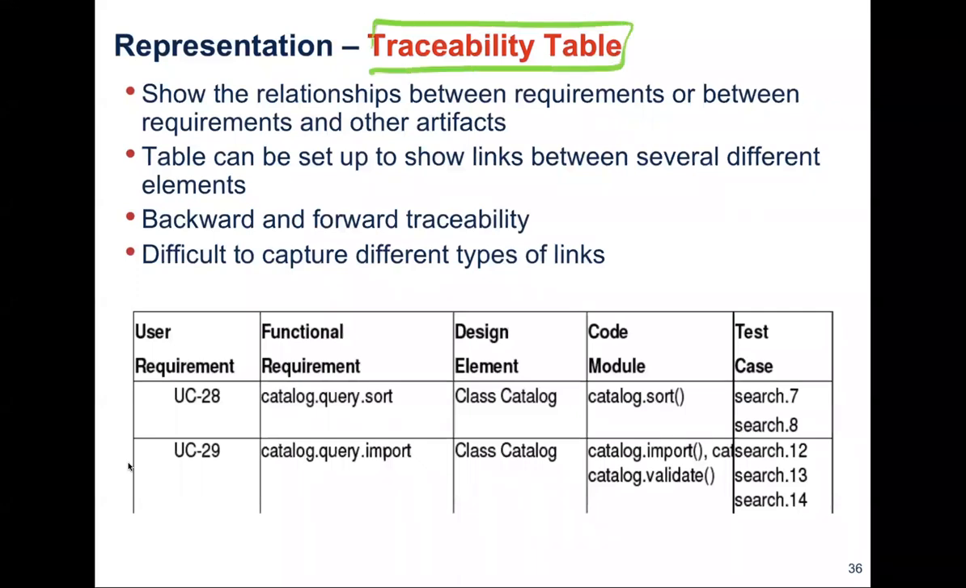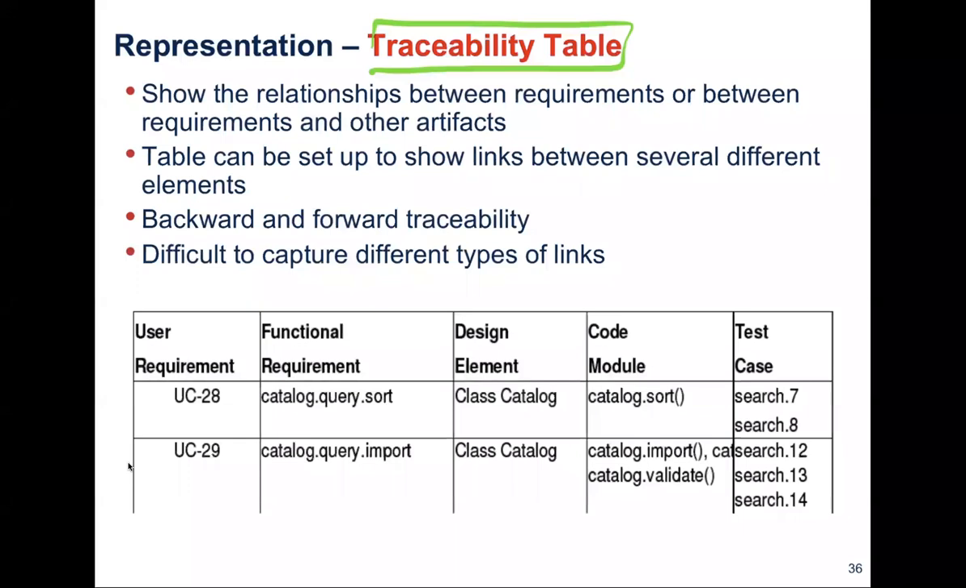A traceability table is very efficient because it shows the relationship between requirements, or between requirements and other artifacts. The table can be set up to show links between several different elements. The table can be traced either backward or forward. But it's difficult to capture different types of links in such a table format.